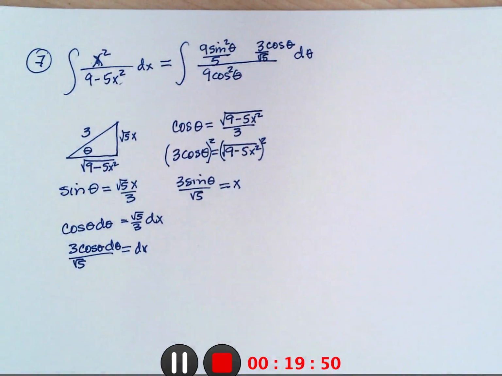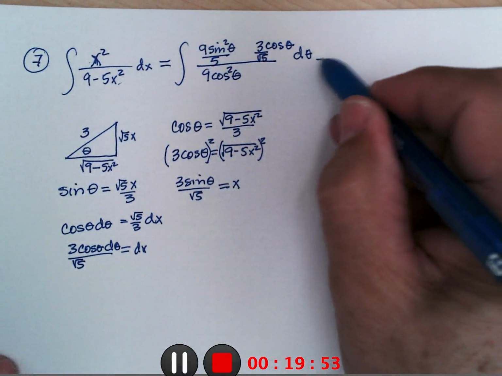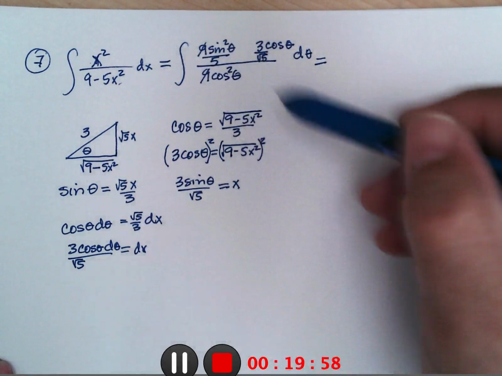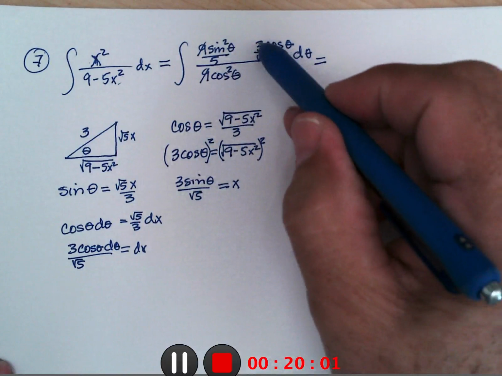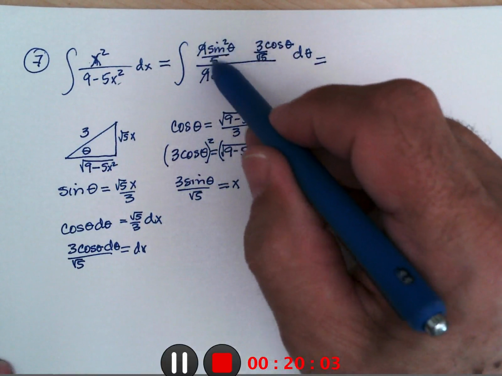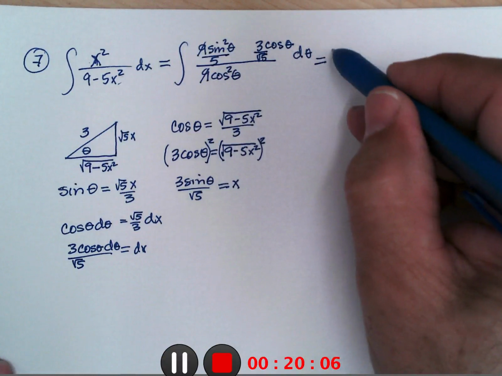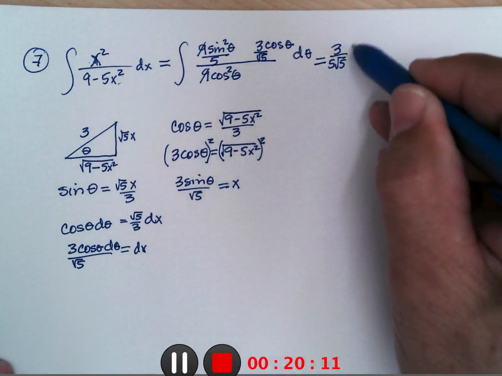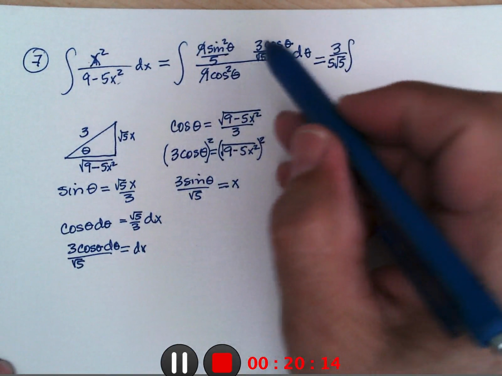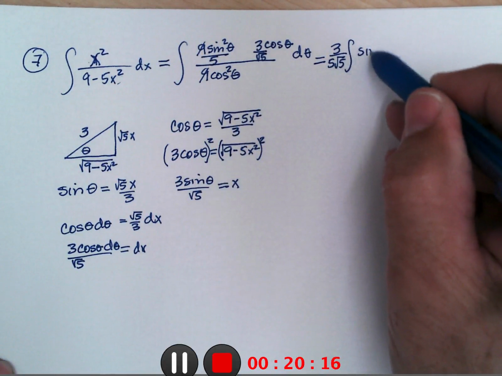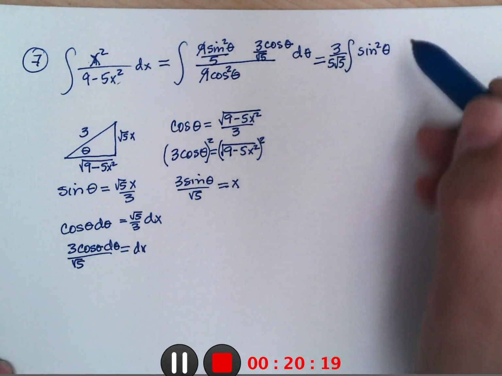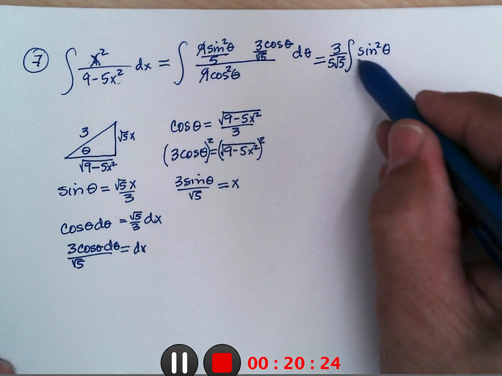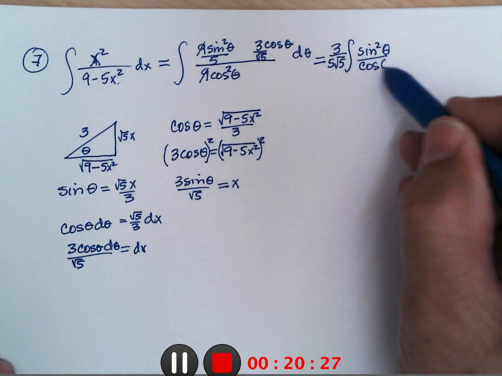So what does this simplify to? Well, the 9's will cancel, and the 3 over the square root of 5 times 1 over square root of 5 can be pulled out, so that's going to be 3 over 5 square root 5 antiderivative. Now we have sine squared theta, and I have a cosine squared and a cosine, so the cosine will cancel one of those, so it'll be cosine theta d theta.